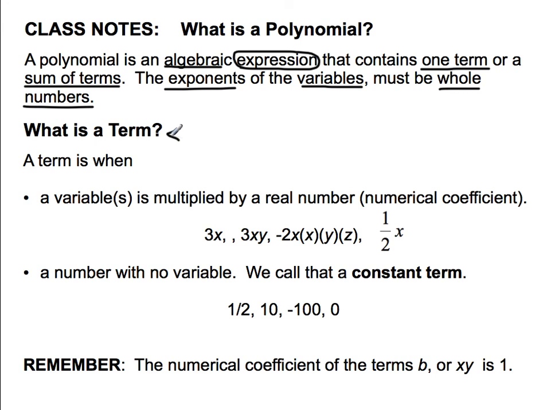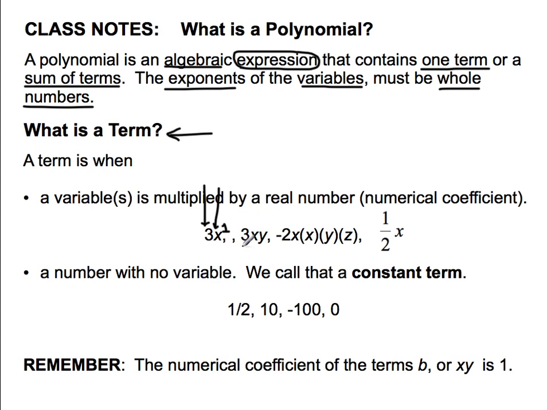So here we go. What's a term? Because we know that a polynomial is an expression that contains one term or the sum of terms. So what is a term? Well, a term is when a variable or variables is multiplied by a real number, that numerical coefficient again. So here's my numerical coefficient. Here is my variable. My exponents are all whole numbers, because remember that invisible number, that identity law that we talked about in Unit 2. Our exponent here is 1, so that makes that a term.